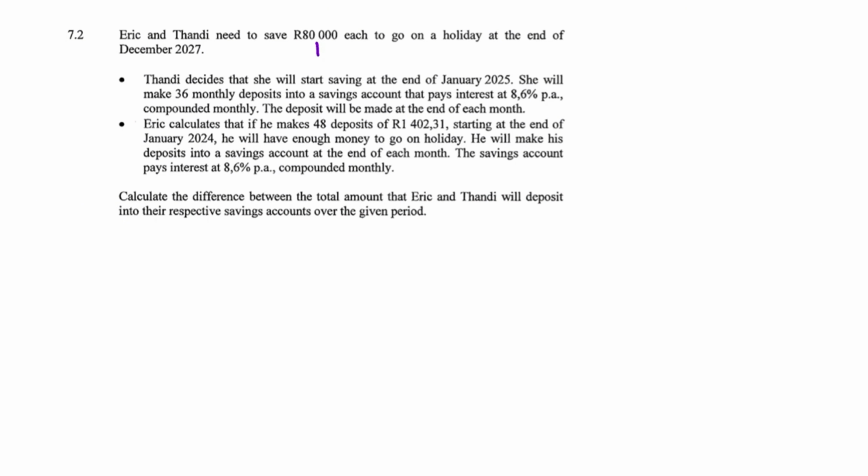We know that they want 80,000 Rand somewhere in the future, and the information on Thandi is that she would make 36 deposits, so that is an end value of 36. We don't know the size of her deposits, but we know that her interest rate is 8.6% compounded monthly. Eric will make 48 payments. We know the size of his payments, so that is 1,402 Rand. And he also earns the same amount of interest.